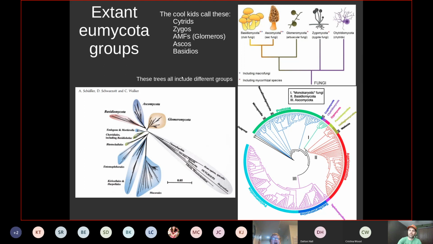So these are the main groups. The earliest of these is the chytrids. And by earliest, I mean they most closely still resemble the common ancestor of all fungi. Okay.